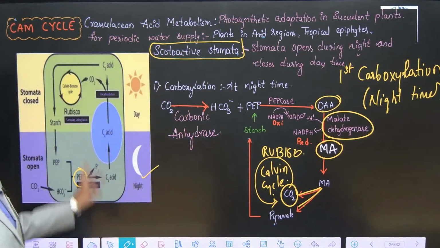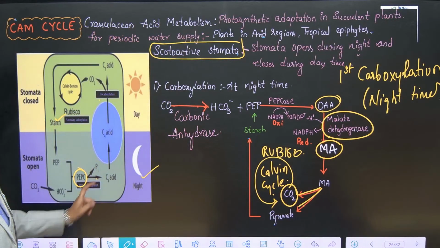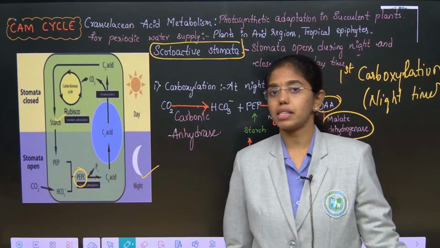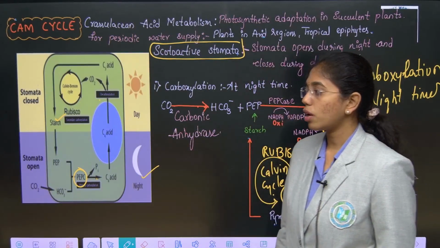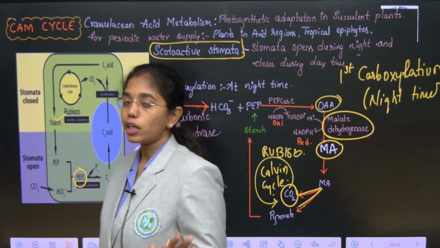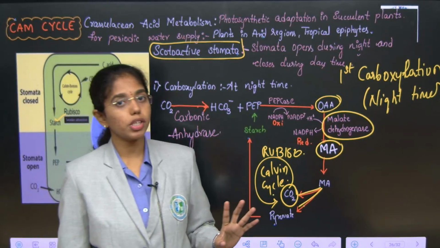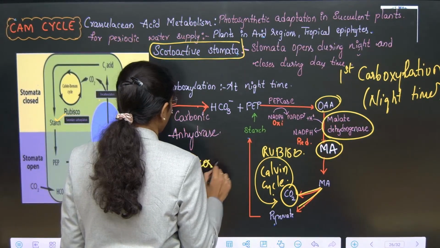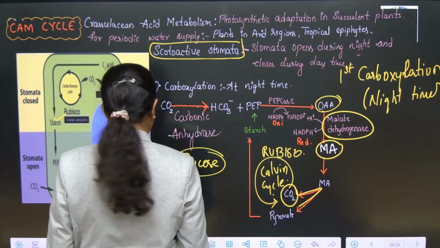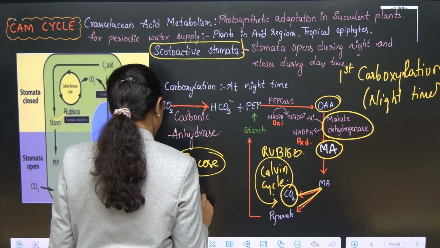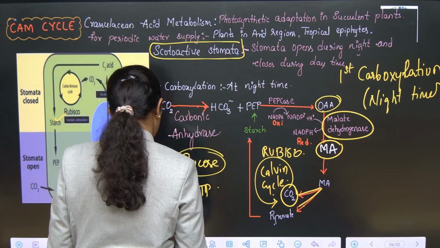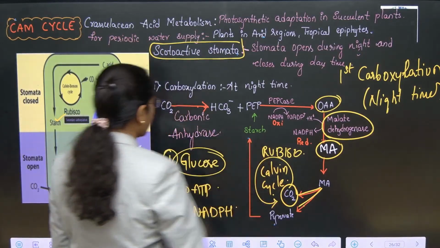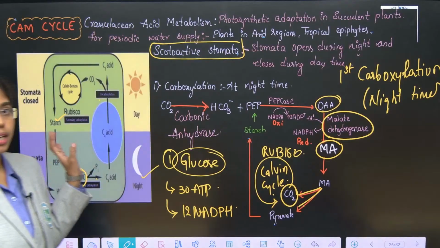The second carboxylation occurs during daytime, the first carboxylation during night time, and the energetics are completely the same as those of the C4 cycle. For 1 carbon dioxide fixation, 5 ATP and 2 NADPH are required. For 1 glucose formation, it will be 30 ATP and 12 NADPH. Clear, right? With this, all the biosynthetic reactions are done.